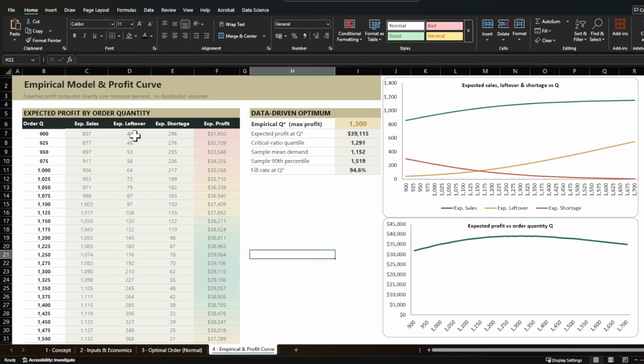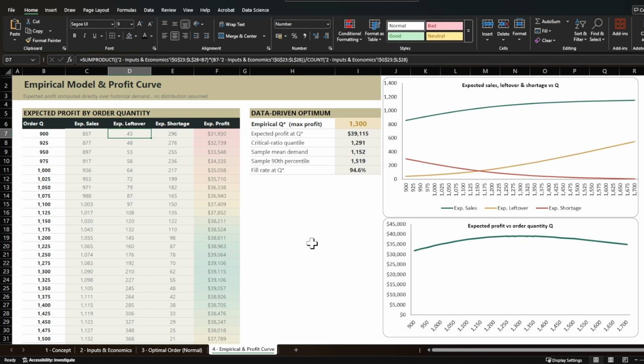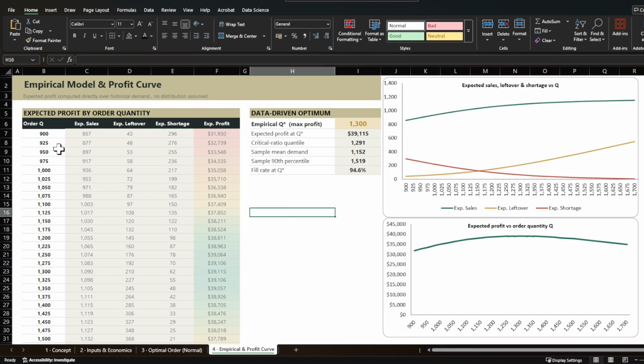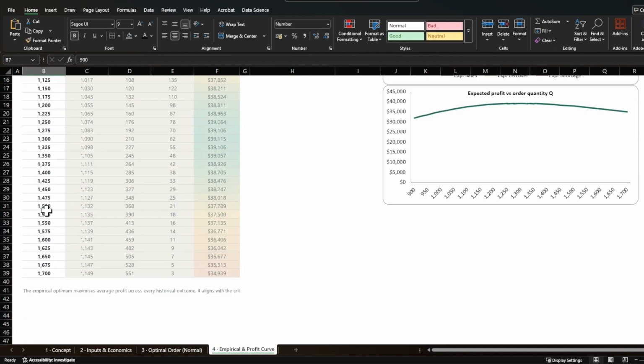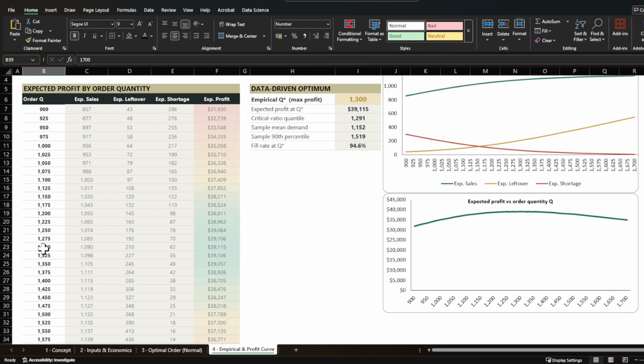In that case, the leftover will be approximately 43 with the same formula, and the expected shortage will be this much. Again, we are just calculating the scenarios where it will be short and taking the average of all of those. If you do this for scenarios starting from 900 to 1700, we get a peak at around 1300, because we have taken a gap of 25 in each scenario. So empirically we can calculate that 1300 is where I get the maximum profit, 39,115.